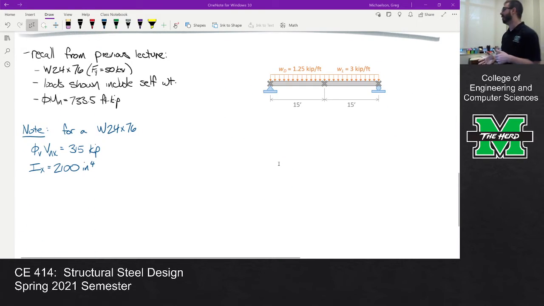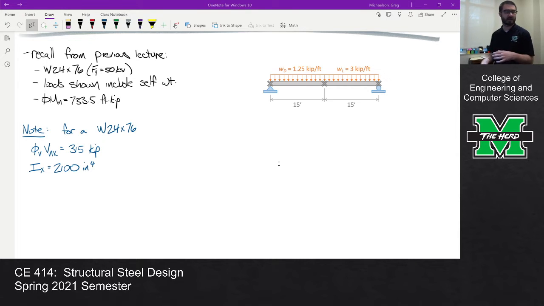So where we left off from the previous lecture is, we're looking at a W24 by 76. We know that Fy is 50 KSI, so that means we could use table 3.2. The loads shown include the self-weight, and we know our FEMN. Now, what I did right before class is I just went ahead and looked up the FEVN and the IX for a W24 by 76. I hope by now that we know how to do that.